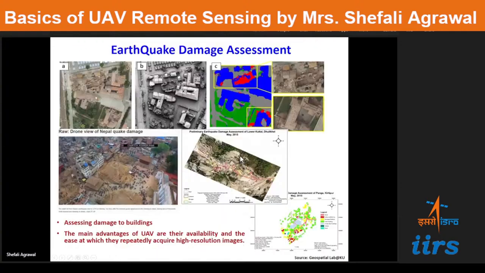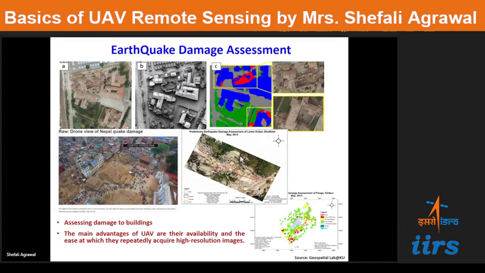So another area where it will be used is earthquake damage assessment. After an earthquake, drones have been effectively used for search and rescue operations, as in the Nepal earthquake, where drones were deployed to search for people because there were many locations where it was difficult to move around. Drones entered those places and searched for people, and accordingly rescue operations were done.